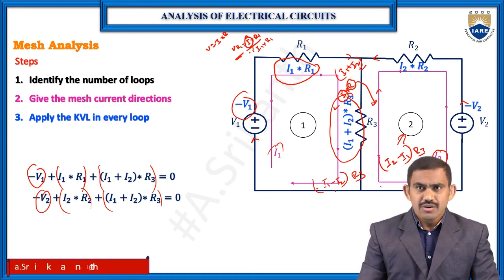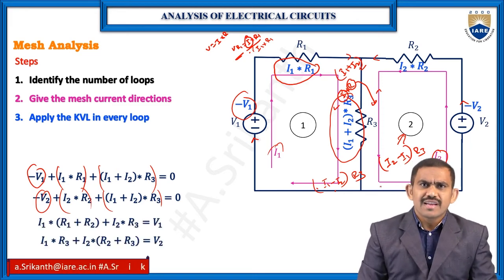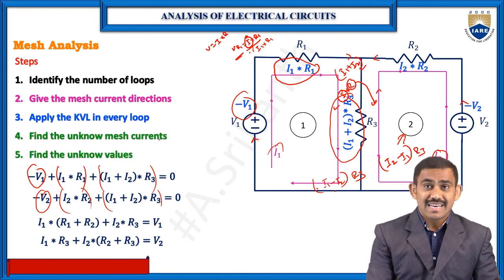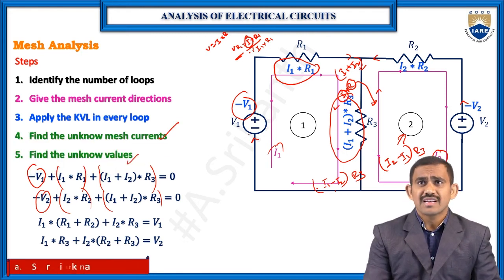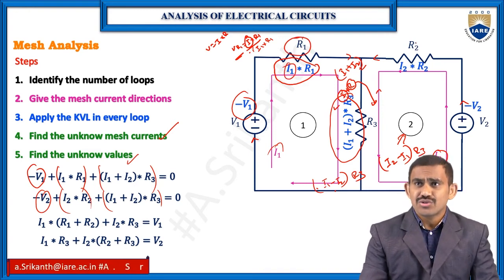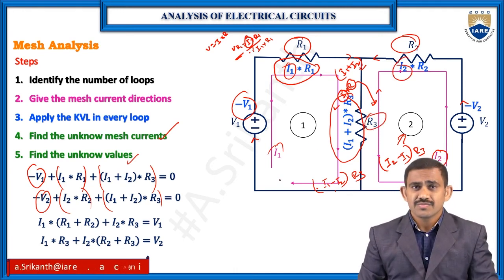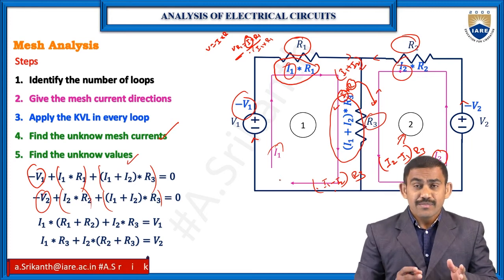equal to 0. So two equations, two unknown values. Just solve those equations, you will get the answers I1 and I2. These are nothing but your mesh currents, and then find the unknown values. If you want the R1 current value, that is the I1 current. If you want the R2 current value, that is the I2 current. If you want the R3 current, it is I1 plus I2 currents. Okay. These are your mesh analysis steps.